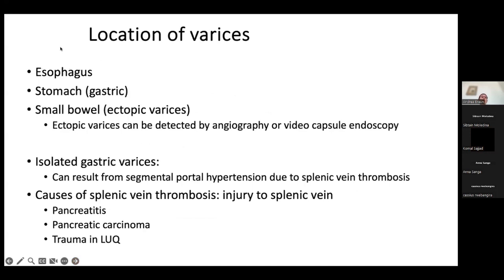So varices, the most common location is the esophagus. We see a fair amount of gastric varices as well in the stomach, and those are more difficult to treat. They require an advanced endoscopist to treat them. And then rarely you can have ectopic varices in the small bowel. They're really difficult to diagnose. And you can also, independent of cirrhosis, have isolated gastric varices.